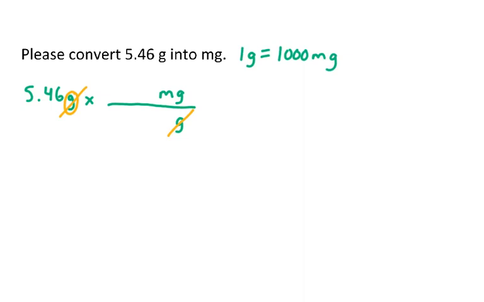1 gram is equal to 1,000 milligrams. So those are the numbers that I put next to milligrams and grams in the conversion factor. 1,000 goes with milligrams, and 1 goes with grams. Anytime something's in the numerator, we multiply. So in this case, I multiply 5.46 by 1,000. Our answer is 5,460 milligrams.